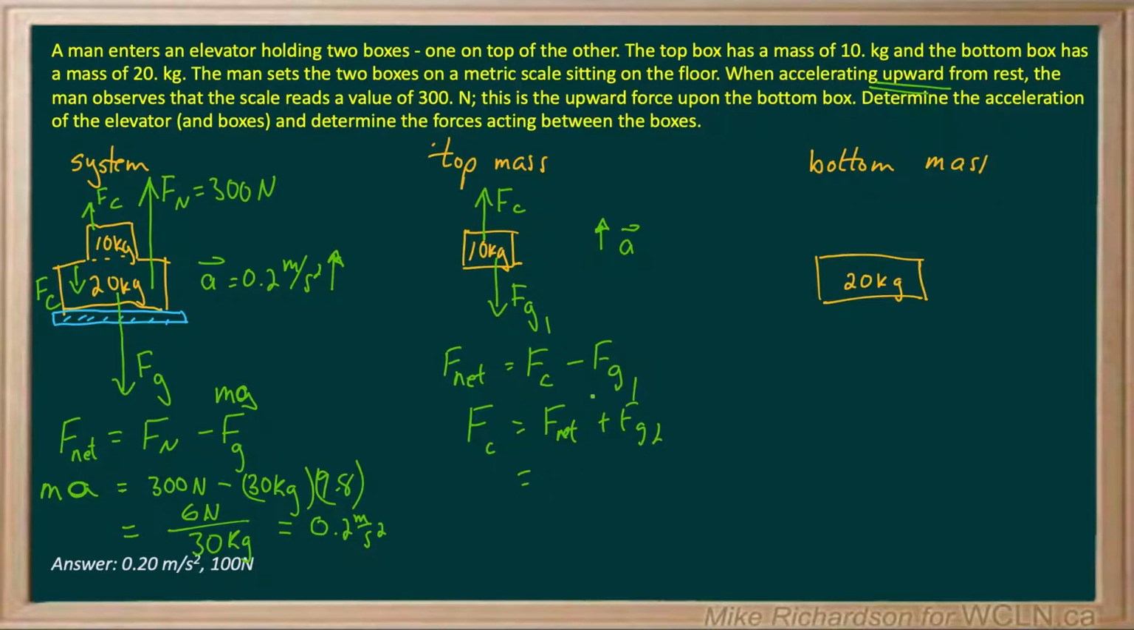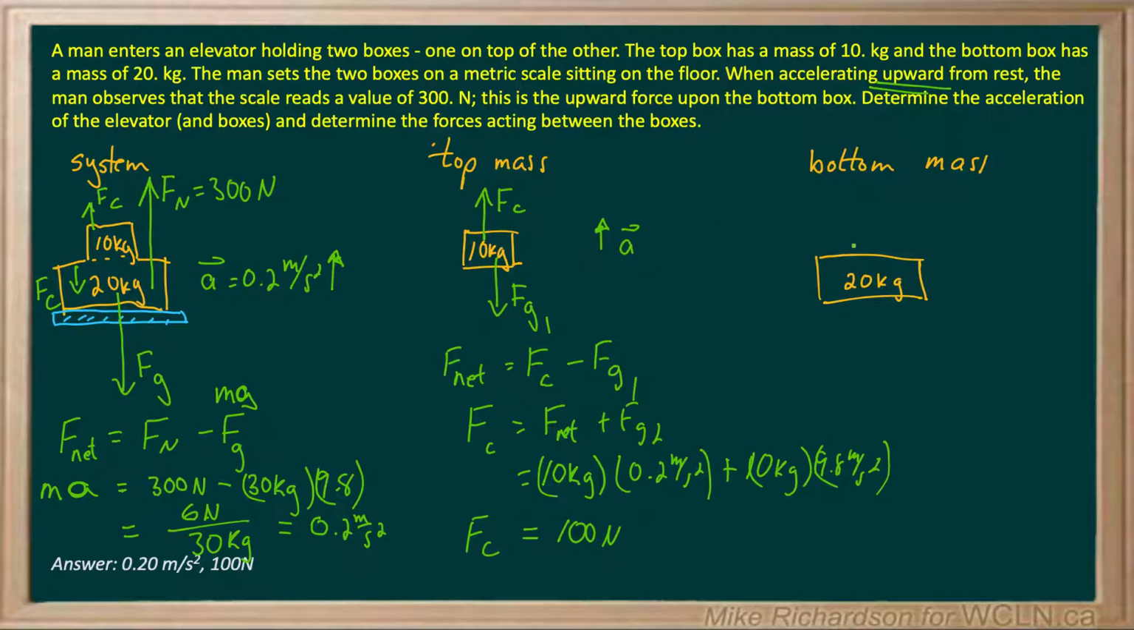Now my net force is ma. And because we're only looking at that top mass, my mass is only 10 kilograms now. We know our acceleration, 0.2 meters per second squared. And then Fg will just simply be 10 times 9.8. So you end up getting 100 newtons of force for Fc, and when it's acting on the top mass, it'll be up. Now we should get the same answer when we do the bottom mass.